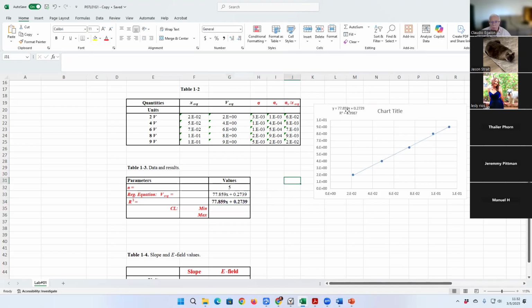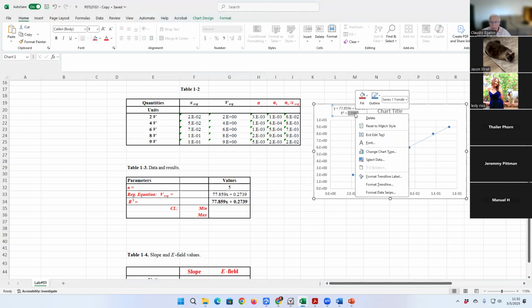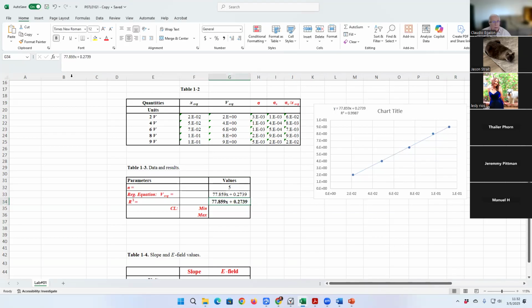Oh, didn't copy. Let's try it again. Yeah, I didn't copy for some reason. I'm going to type it: 0.9987. And now you are going to need those two numerical values, N and R squared, to find out the boundaries of your CL, the lower value of your CL and the upper value of the CL.